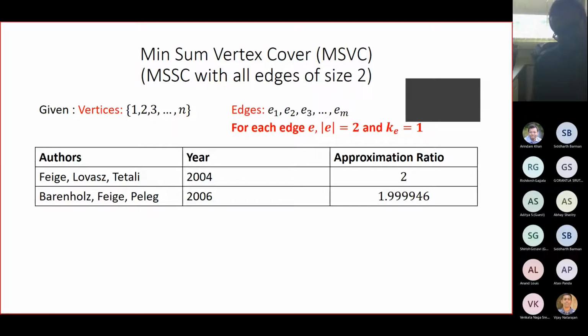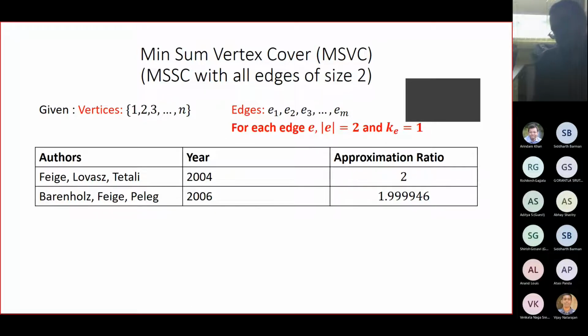So another interesting case is that the hypergraph is actually a graph. Here, all the hyperedges have size exactly 2, and indeed all the covering requirements are exactly 1. Here, Feige, Lovász, and Tetali showed a two approximation. And then this was improved by Barenholz, Feige, and Peleg to 1.99946. So that's under 2.